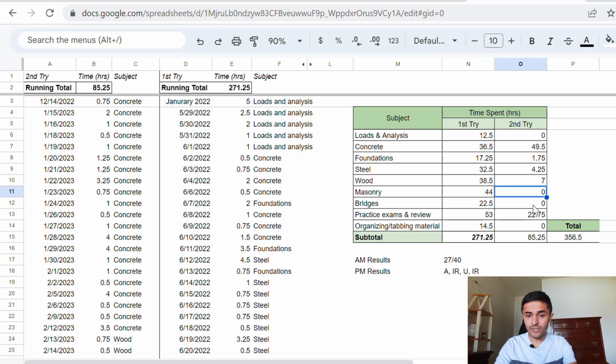And then for these other subjects, you may wonder, Rômulo, you didn't even study anything for masonry, bridges, and loads and analysis the second time around? Well, I technically did, because I took those two practice exams and I reviewed them, so that was my way of studying for these other subjects, essentially just brushing up on what I had already studied for the first exam. And then when I was taking those practice exams, I was really focusing on time management because I didn't want to run out of time, especially for the afternoon again. And then in total here, you see I studied 85.25 hours, and that brings us to a grand total of 356 hours and 30 minutes for this entire exam.